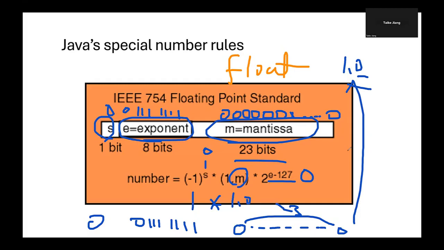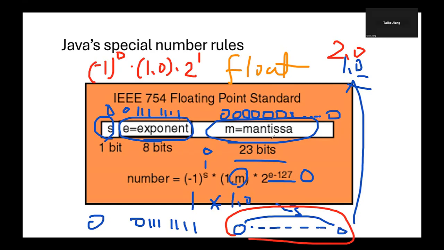Okay. Let's assume that right now you want to store 2.0. Your 2.0 is minus 1 raised to the power 0, which is positive. So this one sign bit is only positive or negative, times 1.0 times 2 to the power 1. The mantissa part is the same. It's still 23 bits of zeros, but your power part is 1 instead of 127.